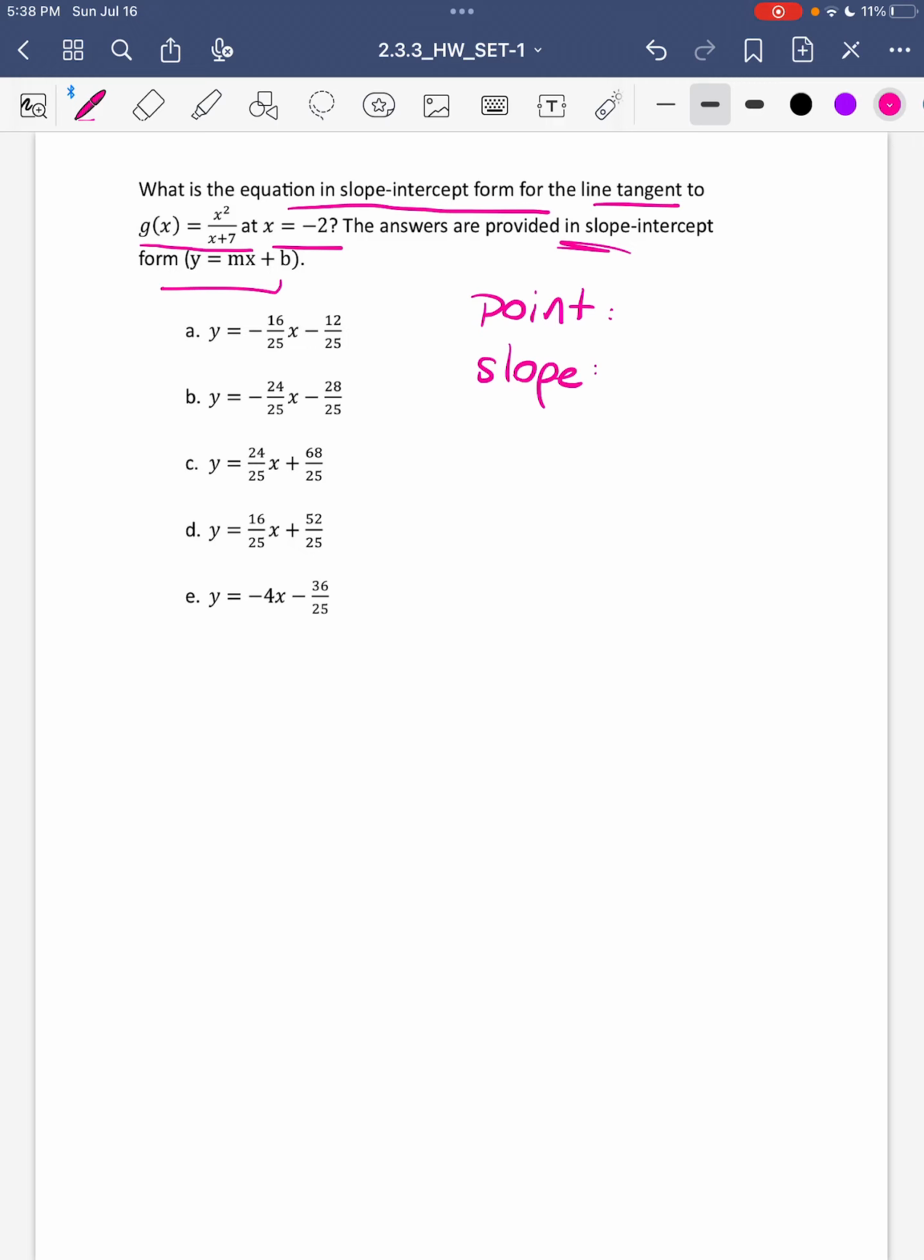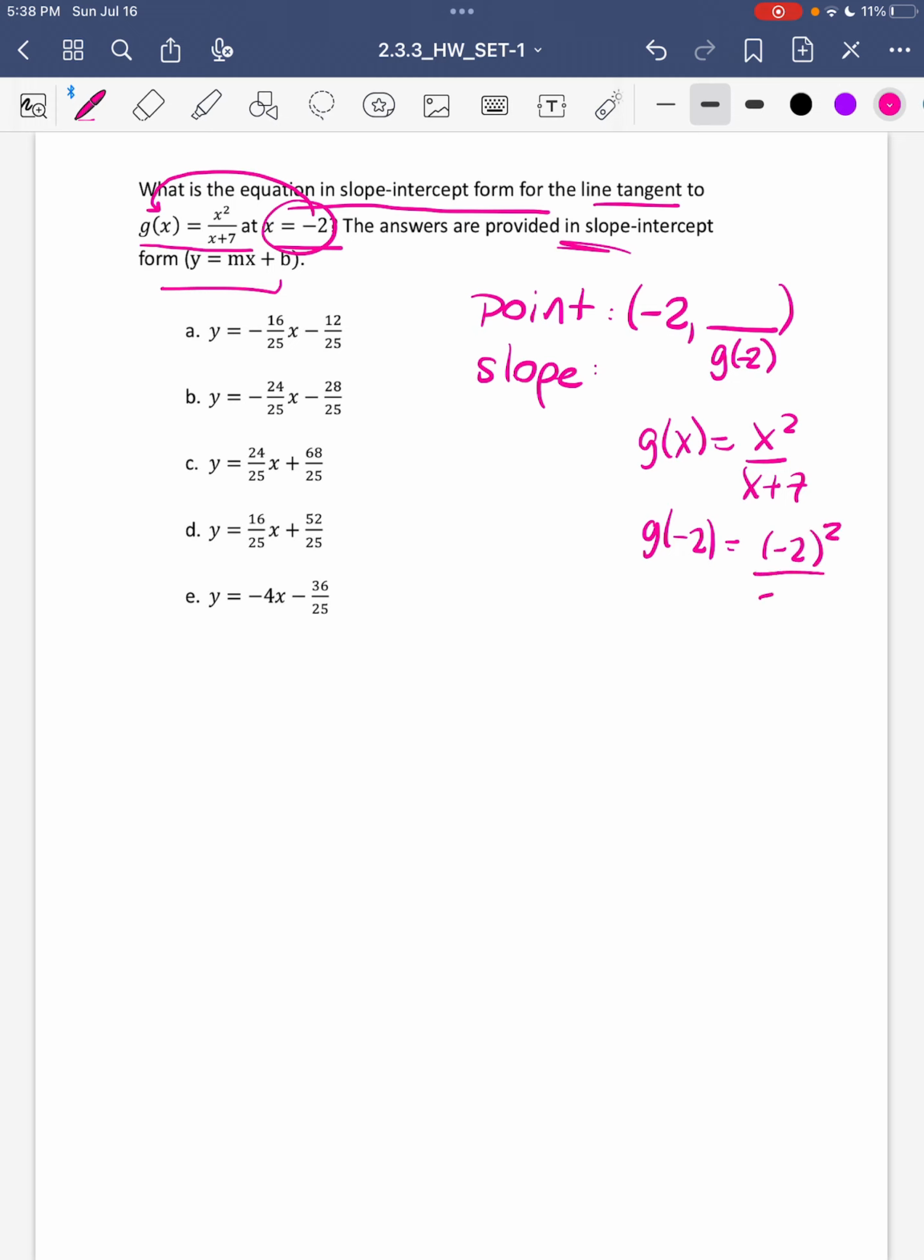Now for the point, they gave us the x-coordinate of our point, -2, but we have to find the y-coordinate of the point. Well, we just put that value of x into the function, so our y-coordinate is just going to be g of -2. So what is g of -2? Well, if g of x is x squared over x plus 7, then g of -2 is going to be -2 all squared over -2 plus 7, which is going to be 4 over 5, so 4/5.